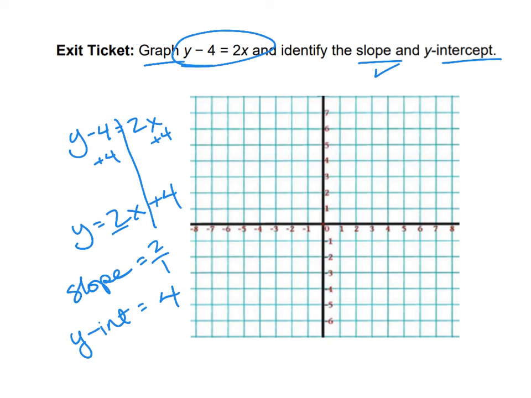So found my slope, found my y-intercept. So let's graph it. Y-intercept goes on there first. Positive 4. There's our y-intercept. Rise over run. So we're going to go up 2 and to the right 1. Let's go the other way. Opposite. Down 2, left 1. And I can keep going and get all of it in and draw a straight line all the way through the graph. And there we go.